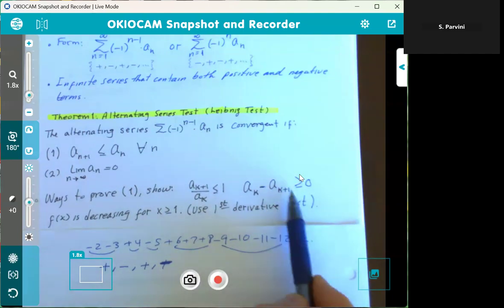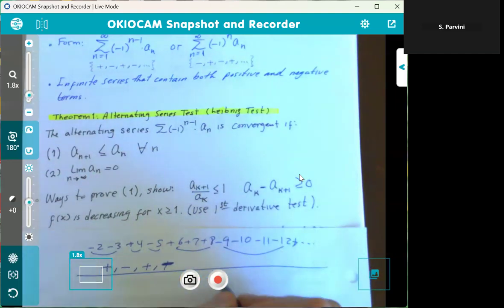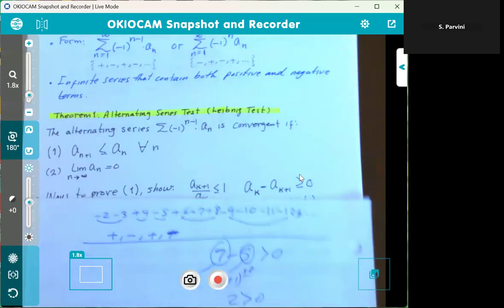If the difference is positive, it really means this in terms of numbers. So suppose I have 7 minus 5. This is my kth term. This is my k plus first term. And the difference is positive, isn't it? 2 is greater than 0. Notice 5 is less than 7. So that's our way of saying the series is decreasing.